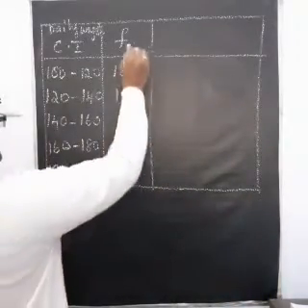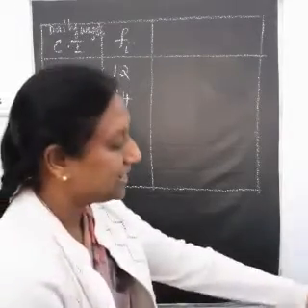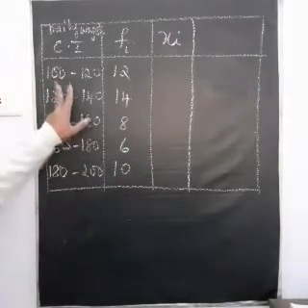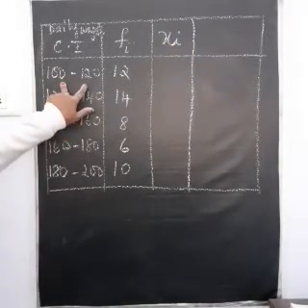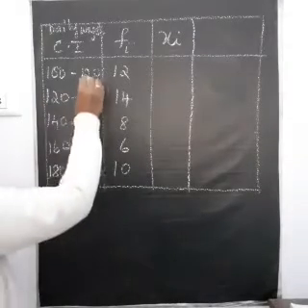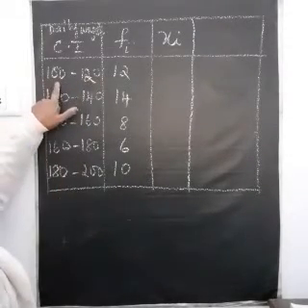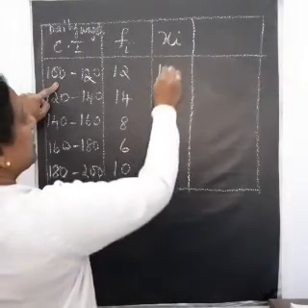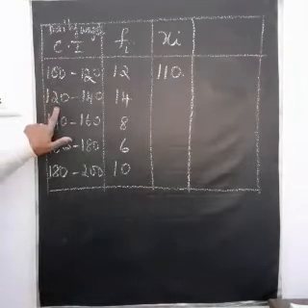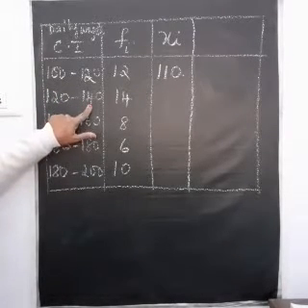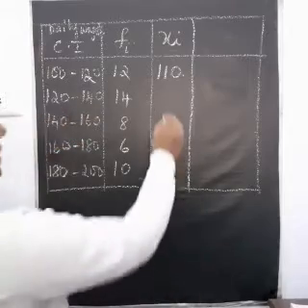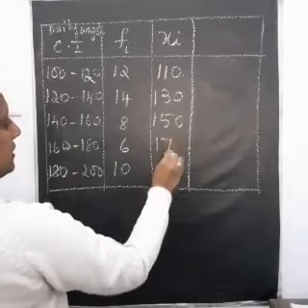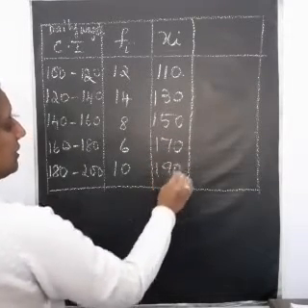Okay. Now this is my Fi. Now we have to go on for finding the class mark as usual. So the class mark Xi will be adding these two and dividing by 2. So 100 plus 120 will be 220. 220 divided by 2 will be 110. Similarly, if you add 120 and 140, you will get 260. Divide by 2, you will get 130. Similarly, this will be 150, this will be 170 and this will be 190.